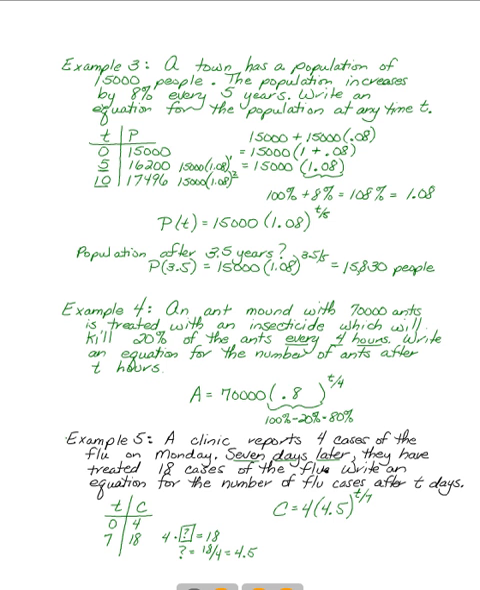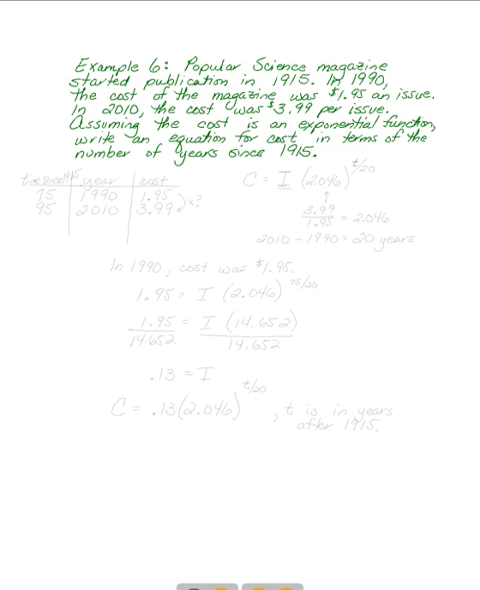Okay, one more example. Let's look at example 6. Popular Science magazine started publication in its current form in 1915. In 1990, the cost of the magazine was $1.95 an issue, and in 2010, the cost was $3.99 per issue. Assuming the cost is an exponential function, let's write an equation for the cost in terms of the number of years since 1915. 1915 would be our initial year where that magazine came out. So we're going to have to do a little more work on this one than we did on the previous ones because we don't know the initial cost of the magazine. We just know the cost of the magazine in certain years.